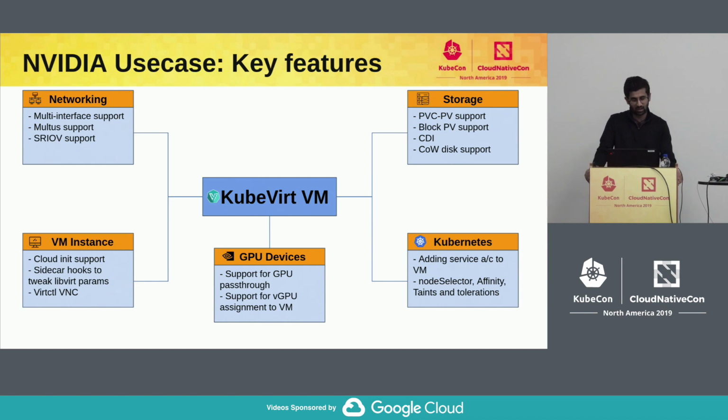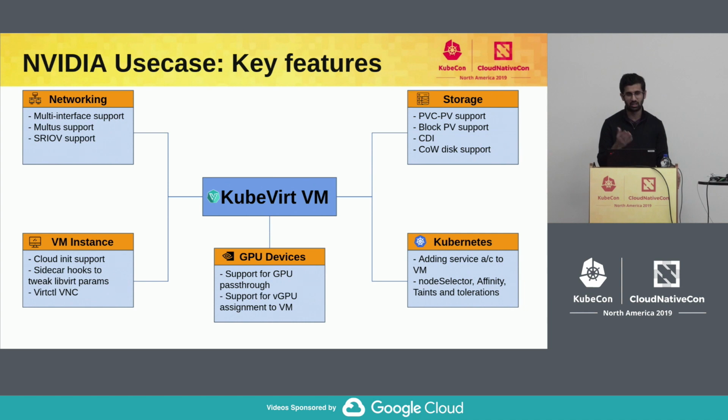And lastly, on the virt-launcher pod, there is support to add a sidecar, and you can tinker with the libvirt parameters. We use it for some of our testing purposes or for trying out a few features if we want, and we are also doing some stuff on it in our production for copy on write disk support.